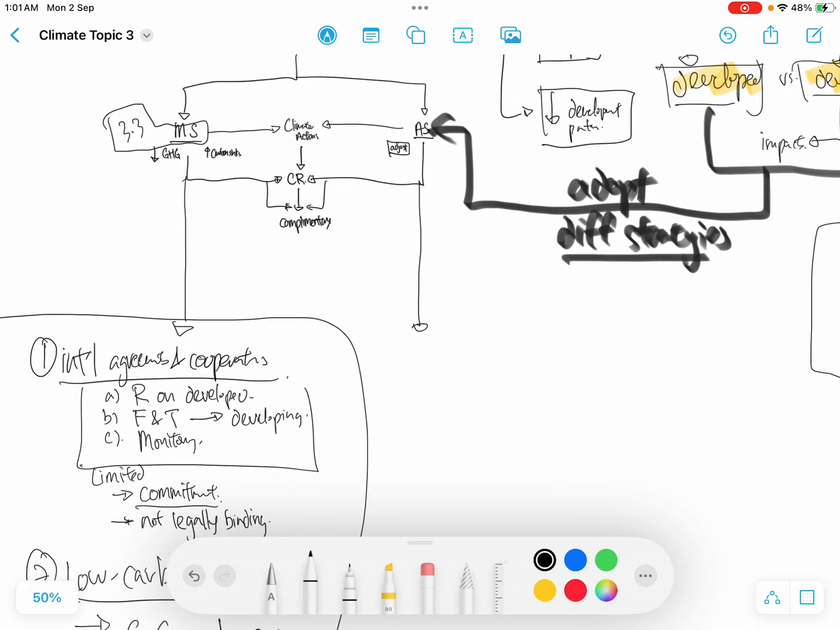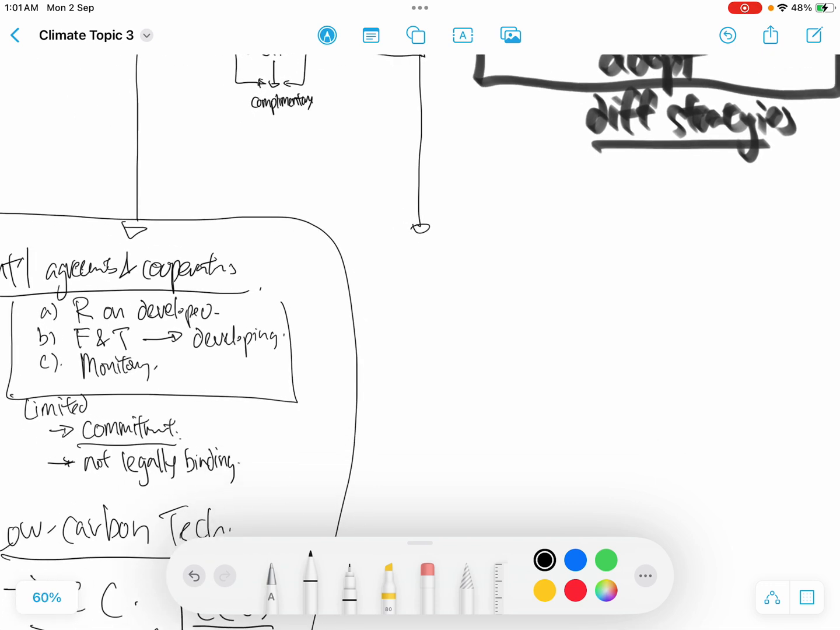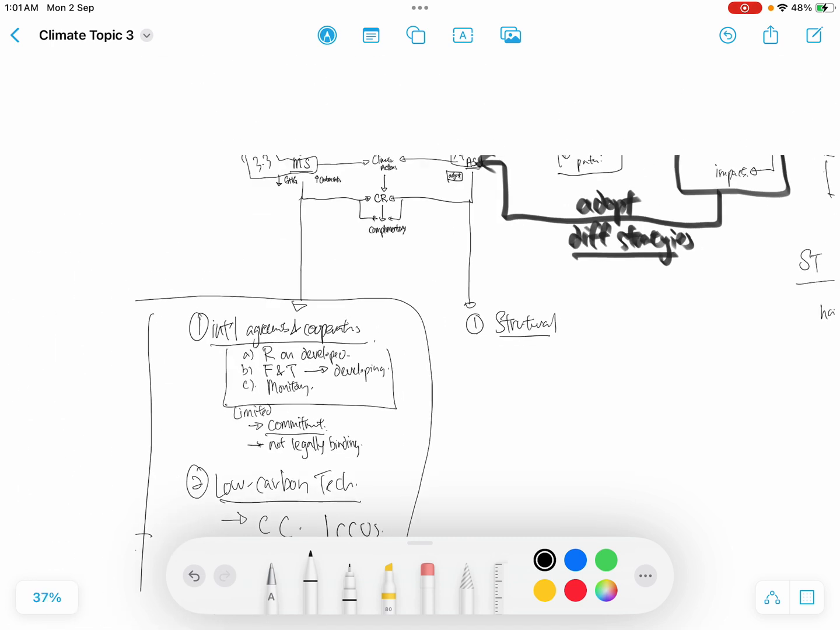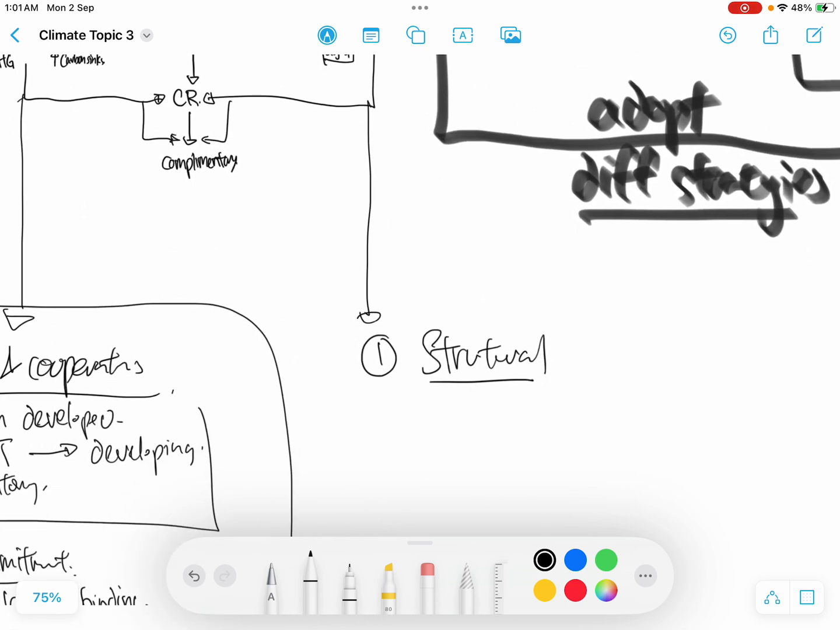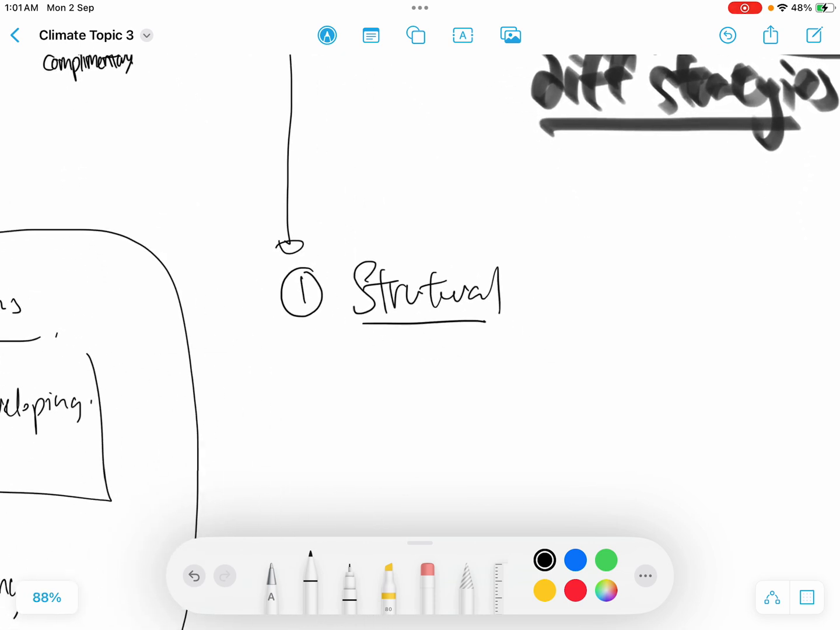Okay, let us go on to adaptation strategies, which is 3.4. For adaptation strategies, they are quite straightforward. First of all, they are structural adaptations. Like I mentioned to you just now, it is to adjust, right? So structurally, things can be adjusted to combat the sea level rises, and so on and so forth.